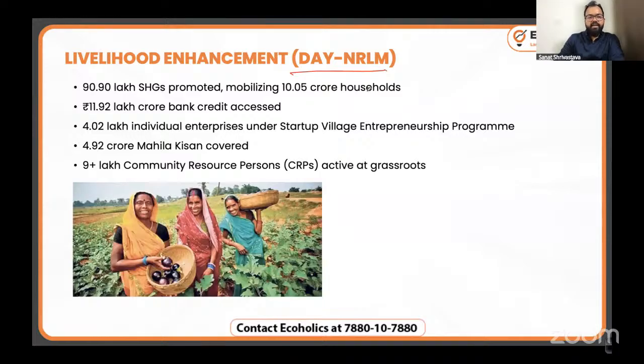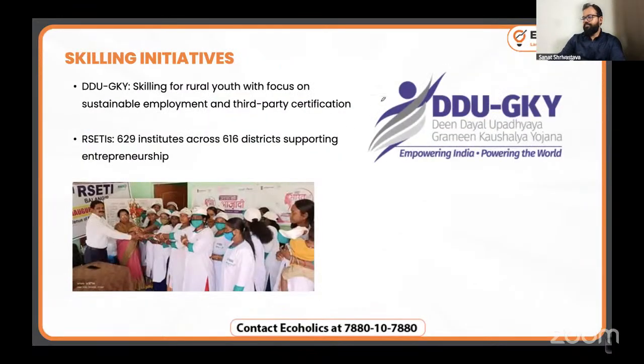Okay. So livelihood enhancement, you can say, DAY NRLM, very popular scheme. So 90 lakh SHGs promoted. 10 crore households. Household we generally consider as 5-member families. 11 lakh crore bank credit accessed. 4.2 lakh individual enterprises under Startup Village Entrepreneurship Program. 4.92 crore Mahila Kisan covered. 9 plus lakh community resource persons. So here you can see that livelihood enhancement has been done and it is visible when it comes to the numbers on the ground. Okay.